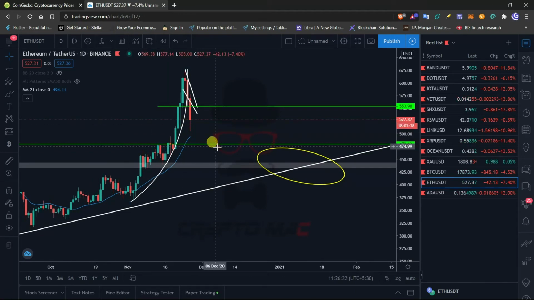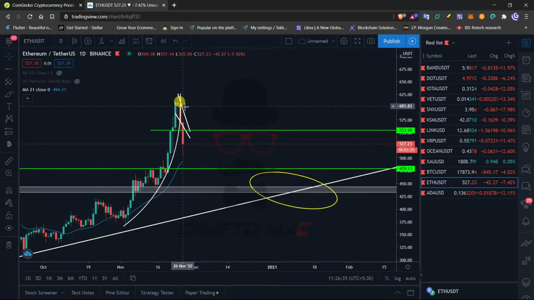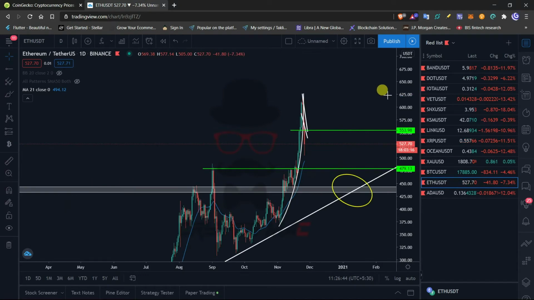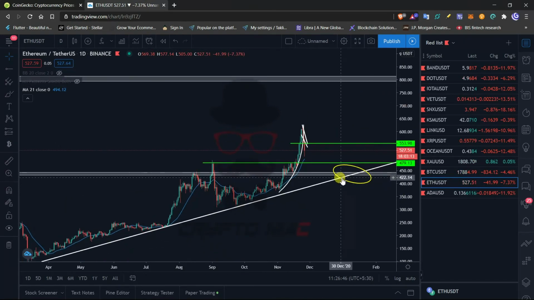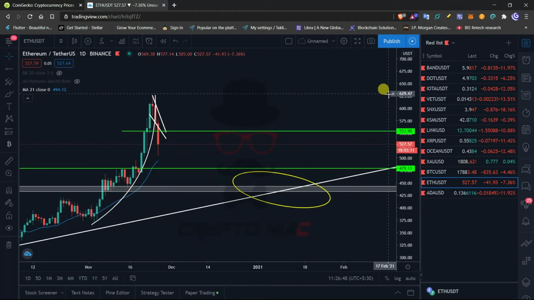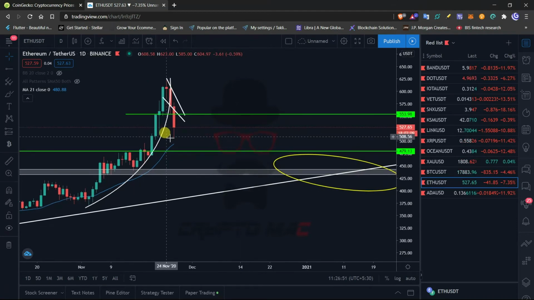And if the price drops downwards, we can expect the first support to be around $480, and the second support to be $440 to $430. So this is the reasonable area. And on the upper side, the major resistance is around $623. That's a major resistance zone. And this is what is happening for Ethereum right now. Let's see how it behaves.